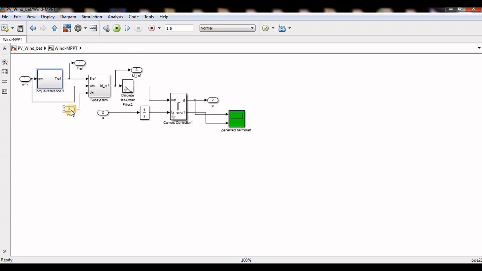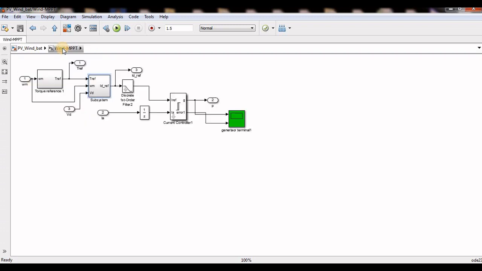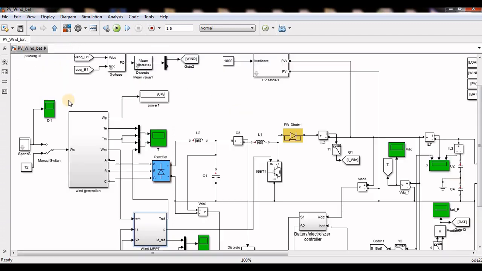I got the torque reference according to my maximum power. From the torque reference and the voltage and speed I can get the current, because torque into speed will be the power, and power divided by voltage will give the reference current. So I got power from torque and speed, and I divided by VD. VD means the voltage across the diode rectifier, and this is my reference current and this is the actual current. I am comparing with a current controller, hysteresis loop. Then the pulses will go to here. So this will always work as an MPPT controller of the wind turbine.